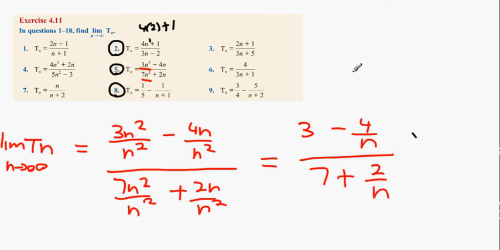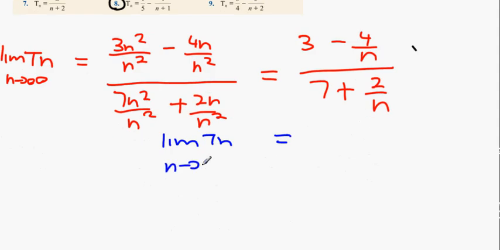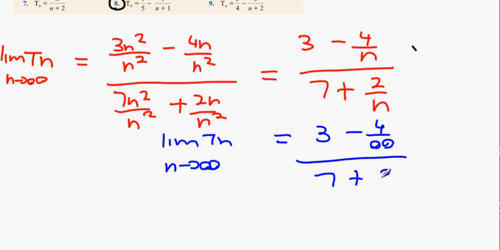Once again, when you sub in infinity, limit Tn as n approaches infinity, n is going to get really, really big, so it's going to be 3 minus 4 over infinity, over 7 plus 2 over infinity. And we see that these two can turn to 0 because they're a small number divided by a really, really large number, and the answer therefore is going to be 3 over 7.